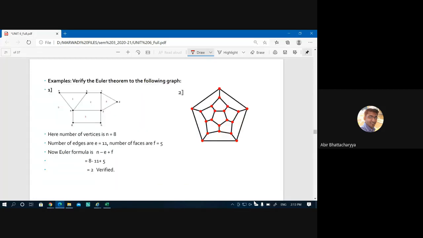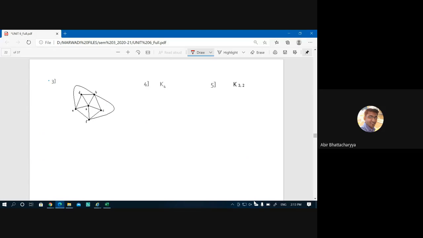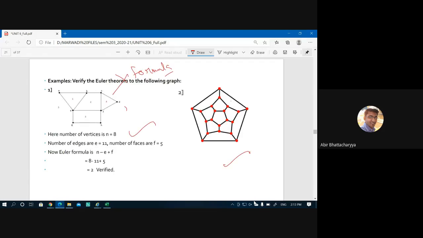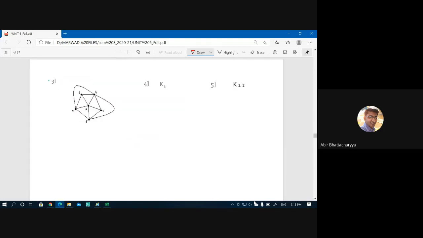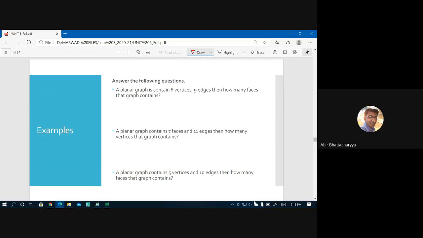Euler's formula. Note it is Euler's formula, not Euler's theorem. We can verify Euler's formula from this graph. We can easily count the number of vertices, number of edges, and number of faces. So we can easily check n minus e plus f equals 2. It's a 3 marks question. It can arise in your exam. So few questions are there.